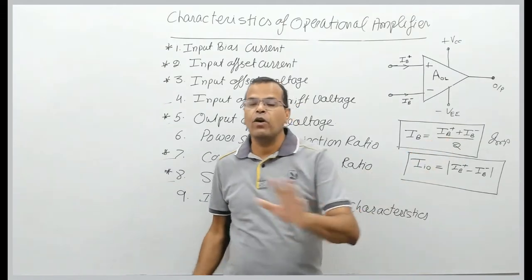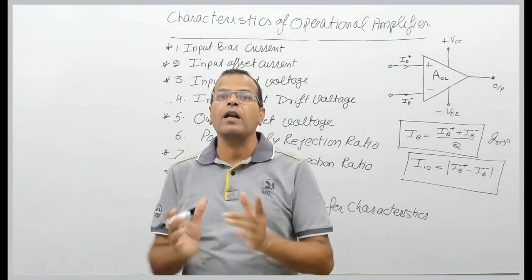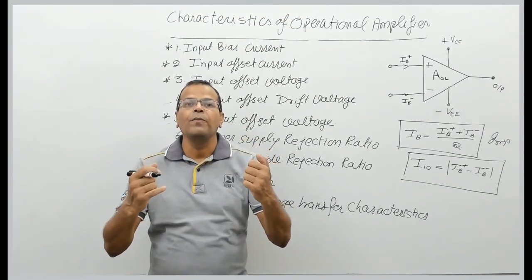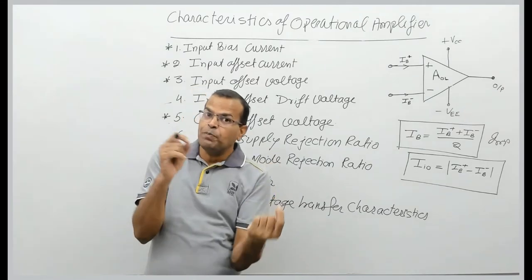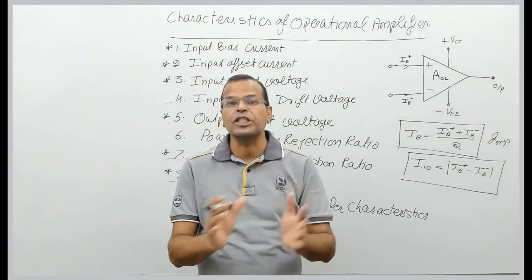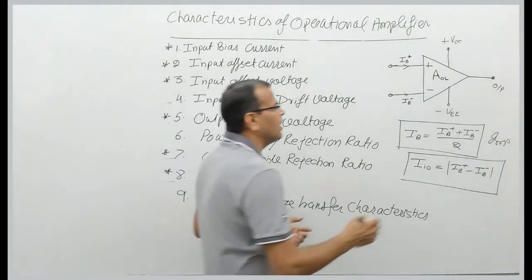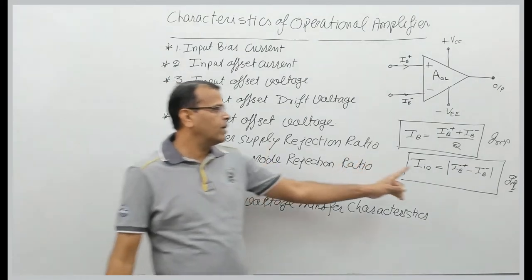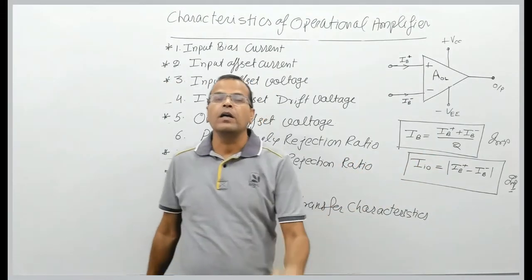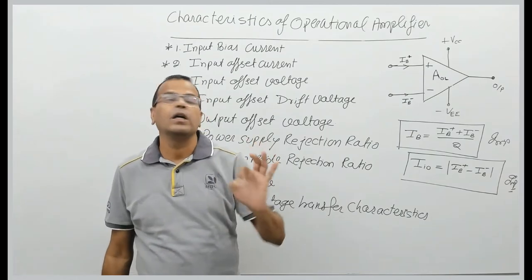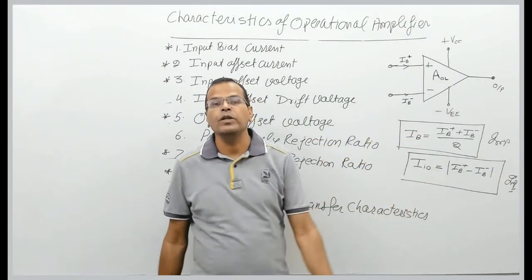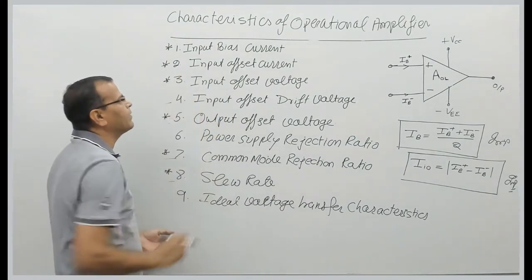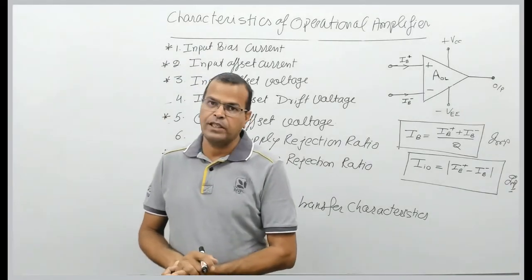So biasing current will always exist in the operational amplifier, but input offset current becomes 0 if the characteristics of the BJT or MOSFET at the input stage of the op-amp are the same. I hope the concept is clear. Try to remember this as well. Again, there was a numerical based on these two formulas in the engineering services prelims in 2018. Now, let us talk about the third characteristic, that is input offset voltage.